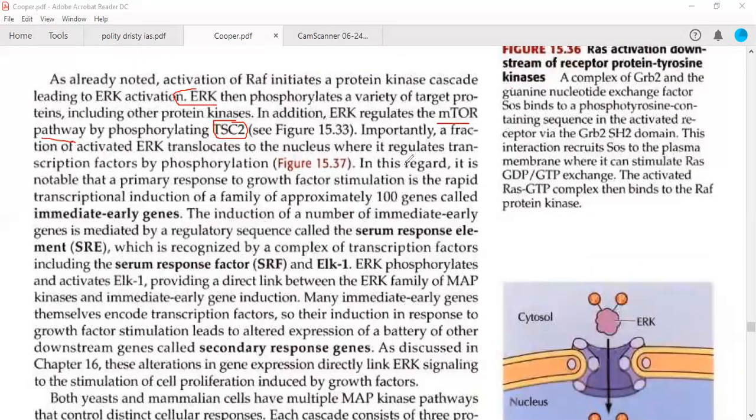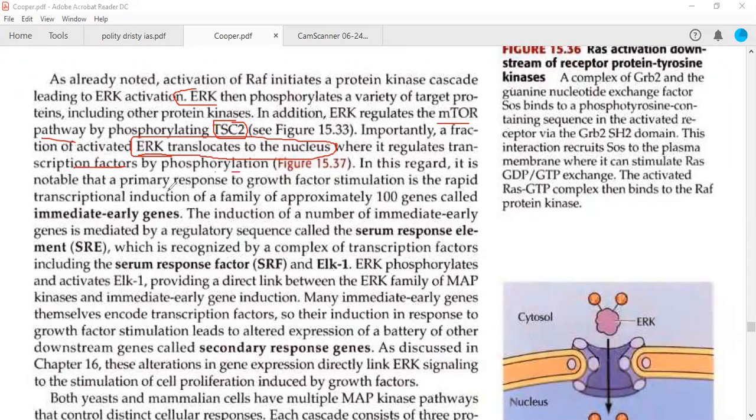So it is somehow regulating this mTOR pathway also. And in this regard, importantly, a fraction of activated ERK translocates to the nucleus. Once this is phosphorylated, this MAP kinase or ERK protein will go inside the nucleus, where it regulates the transcription factors by phosphorylation and other proteins.